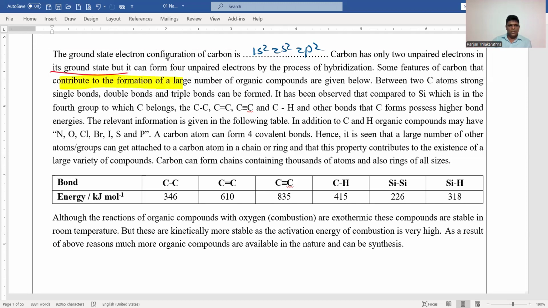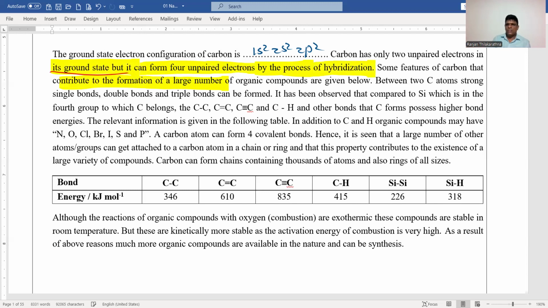This is the ground state. What is the ground state? This configuration is known as the ground state configuration. But this carbon can form four bonds. How can it happen? Because of hybridization. That process is known as hybridization.